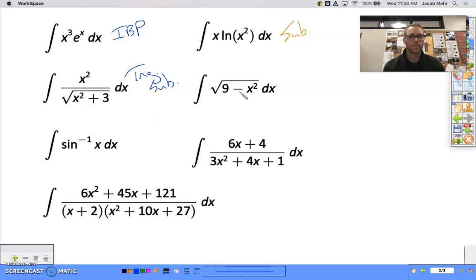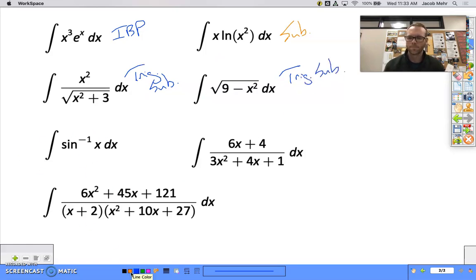How about this one? Well, again, it reminds me of the Pythagorean theorem. A normal substitution would produce an x somewhere that wouldn't cancel out with anything in the denominator. I think this is actually a simpler one than the first one. I would go trig substitution on that.